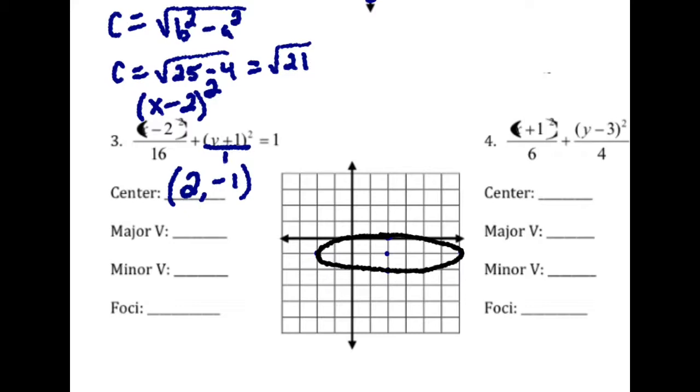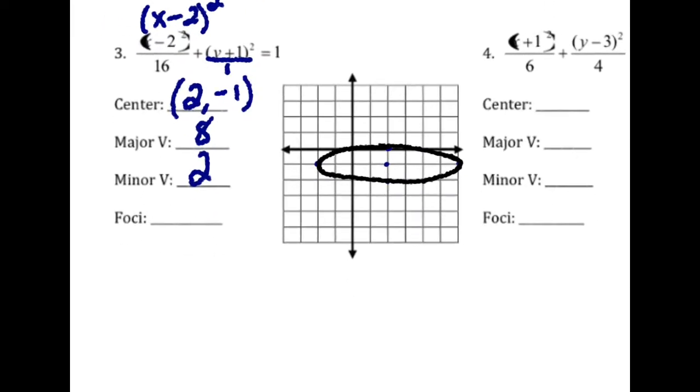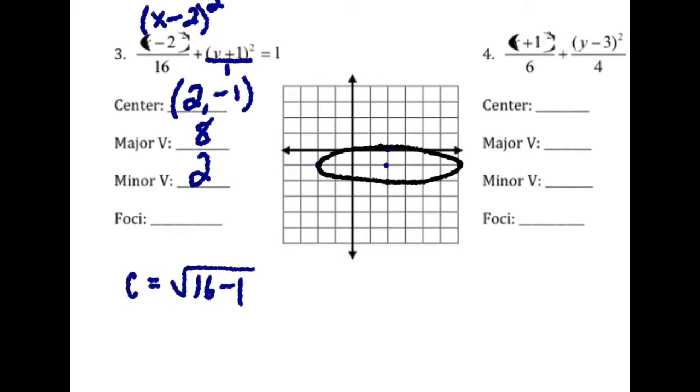And again, major vertex is going to be the horizontal one. That's going to be 8, because we stretched left and right 4 in each direction. Minor vertex up and down just 1, so that's going to be a length of 2. Alright, let's use our little equation here again for the foci. So what we have here is c is the square root of, I'll just put the numbers right in this time, 16 minus 1, so c is going to be the square root of 15.